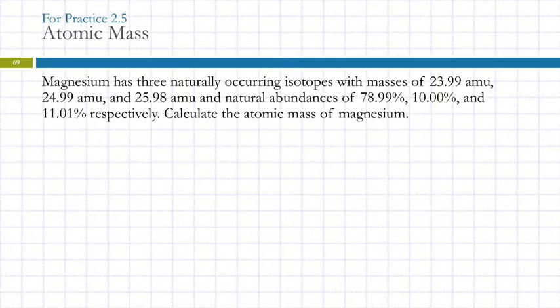So let's do an example. Magnesium has 3 naturally occurring isotopes, masses of 23.99 AMU and 24.99 AMU and 25.98 AMU, and natural abundances of 78.99%, 10%, and 11.01% respectively. Now that word respectively means that we're listing the percents in the same order as the masses, and so the first mass goes with the first percentage. Calculate the atomic mass of magnesium.